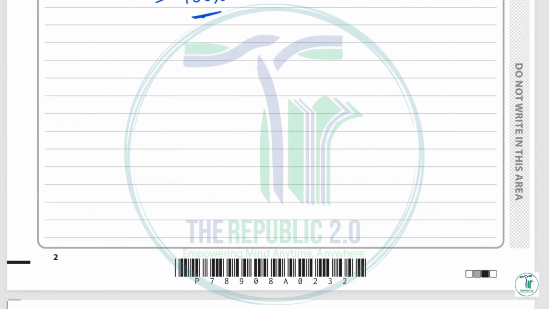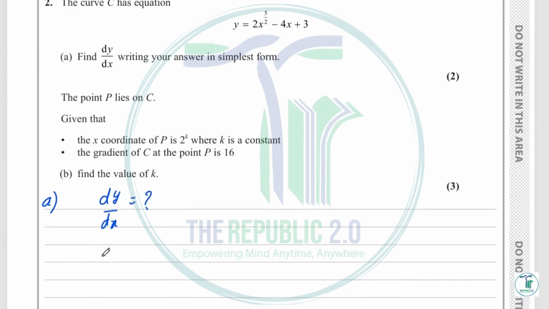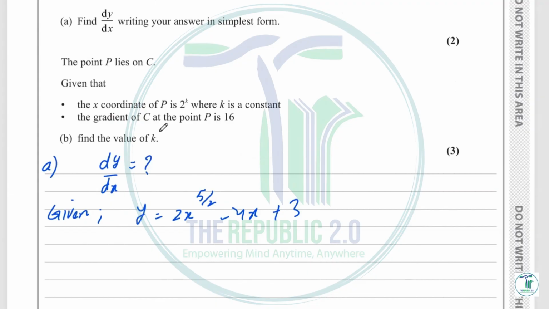Now, we have got question number 2. In question number 2, we've got a curve that is y equals 2x to the power of 5 by 2 minus 4x plus 3. We need to find dy upon dx, writing our answer in the simplified form. So for the A part, we are just looking for dy upon dx, right? So I'm just going to write my expression. It is being given that y is equal to 2x to the power of 5 by 2 minus 4x plus 3. I'm going to differentiate the expression on both the sides.